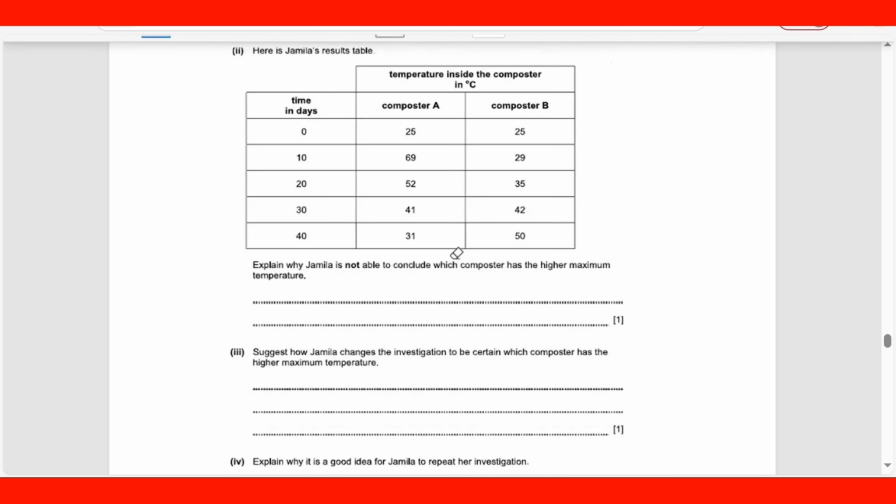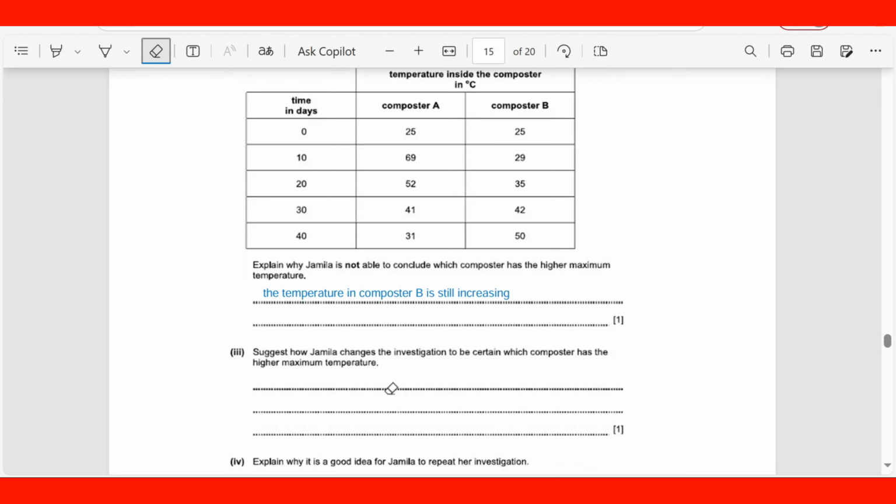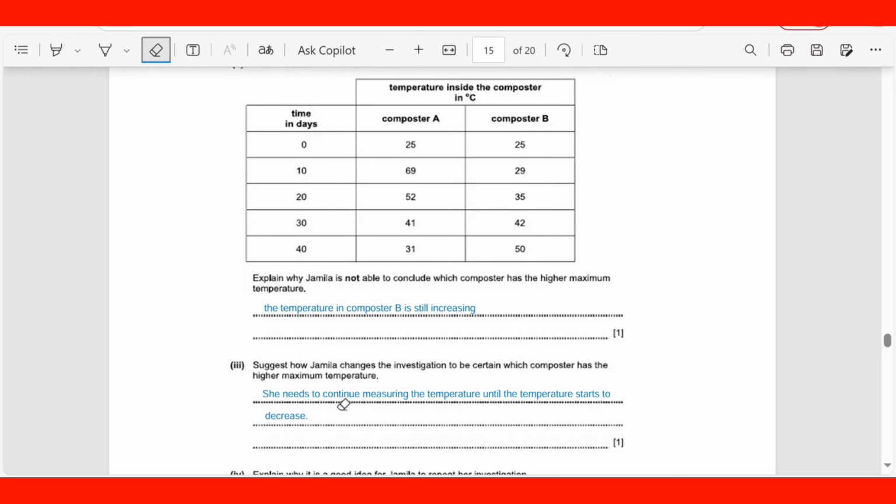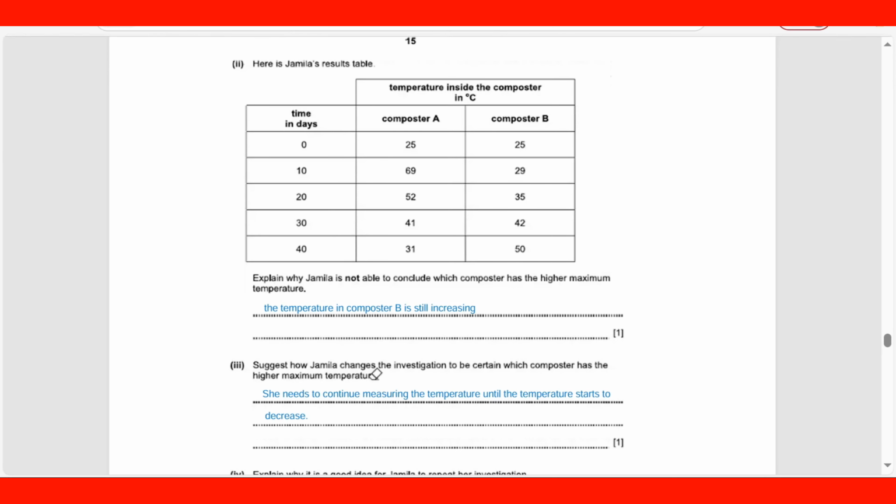Let's move on. Still from the same 9B, part 3. Suggest how Jamila changes the investigation to be certain which composter has the higher maximum temperature. So have you got your answer, guys? Let's check out the answer. Well, she needs to continue measuring temperature until the temperature starts to decrease like composter A.